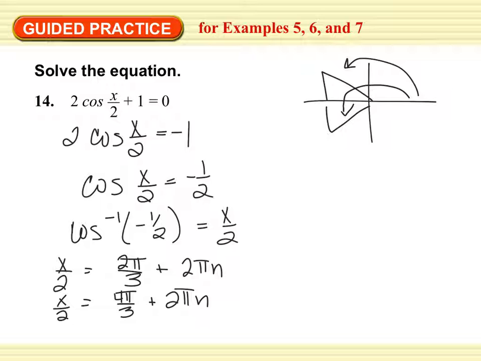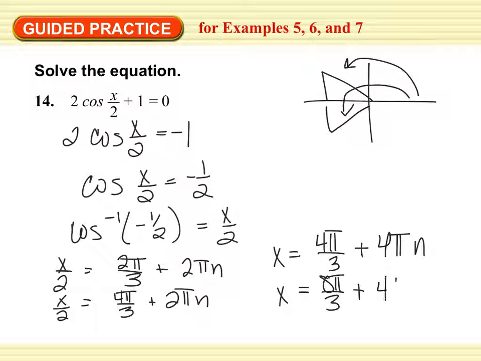I can also make that an x solution by multiplying everything by 2. So I get 4 pi over 3, which I already have, with a rotation of 2 times around the circle, and 8 pi over 3, which is 2 times around the circle. Yeah, there we go. 2 answers.